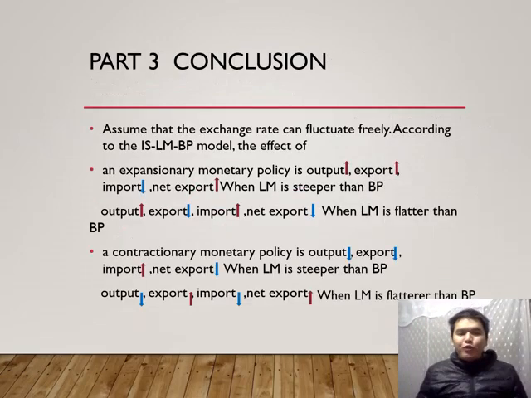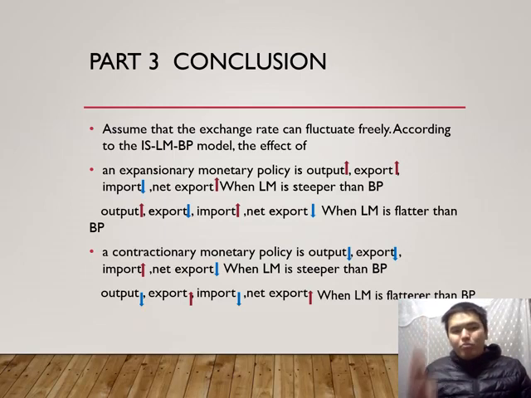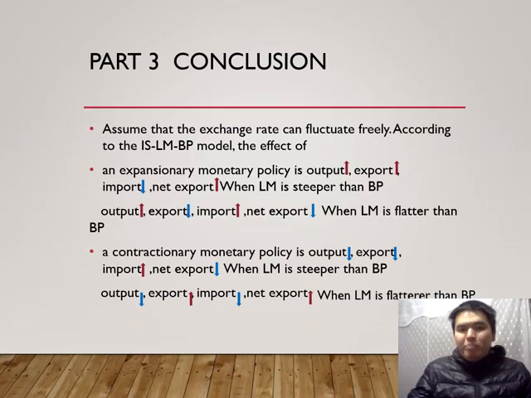To help you better understand, I have summarized the crucial points of the last several pages of this PowerPoint. We can check here the effect of the expansionary monetary policy: more output, more export, less import, more net exports when LM is steeper than BP, and more output, less exports, more import, less net export when LM is flatter than BP under this expansionary monetary policy.